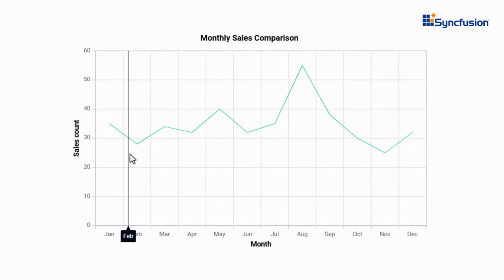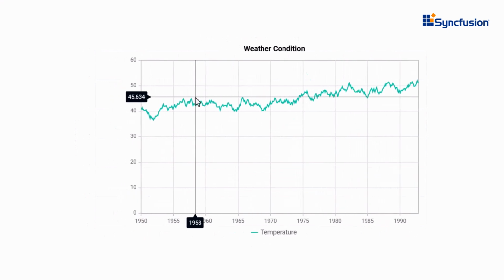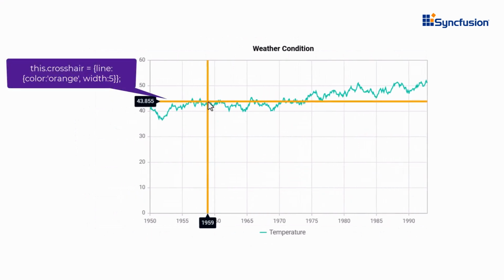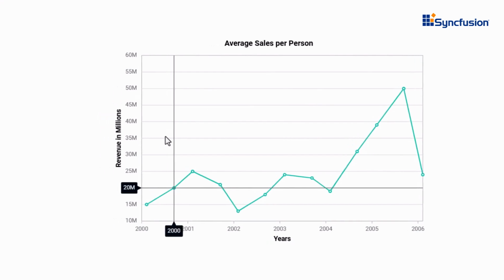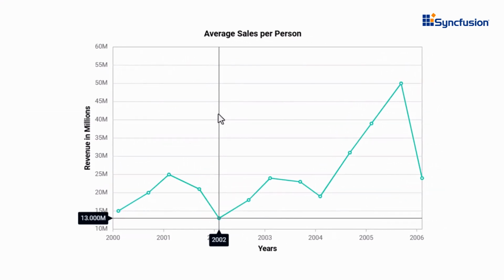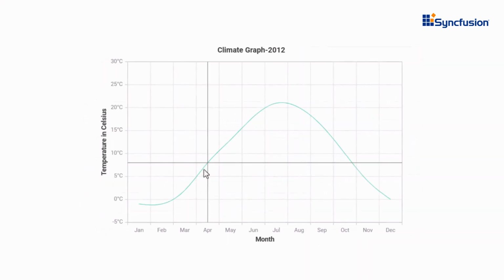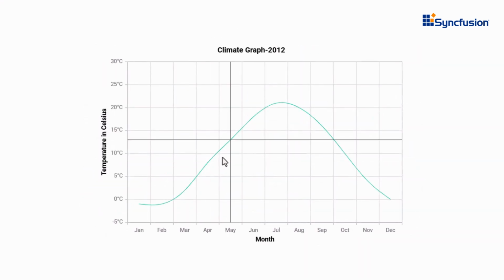Want only a vertical line? Set line type as vertical in Crosshair. You can also customize the color and width of the line. For even better accuracy, enable Snap to Data, so the crosshair snaps directly to the nearest data point instead of following the pointer freely. Want tooltips to appear right on the axis?